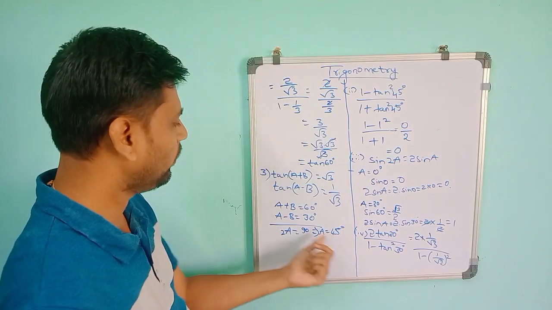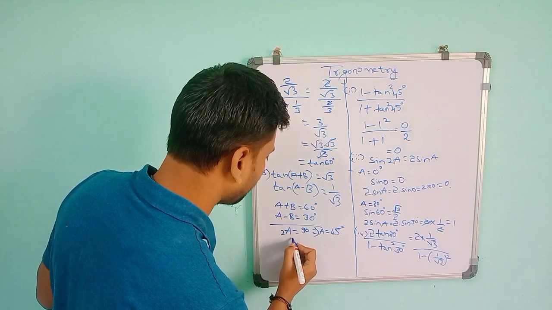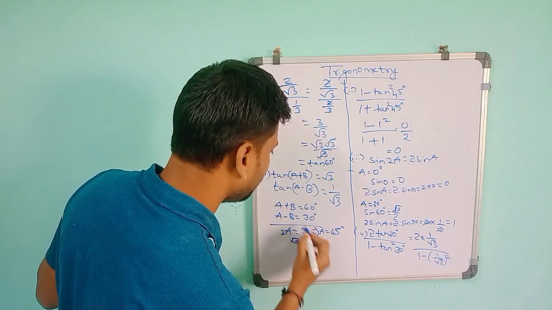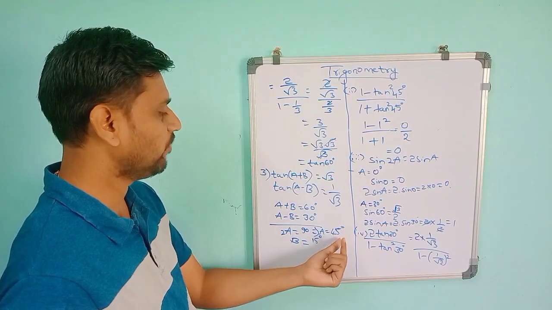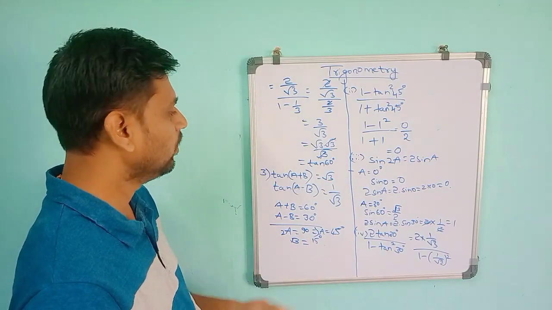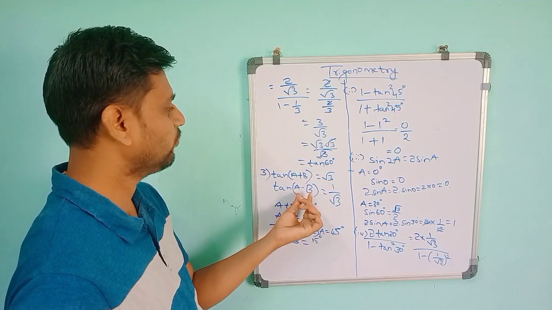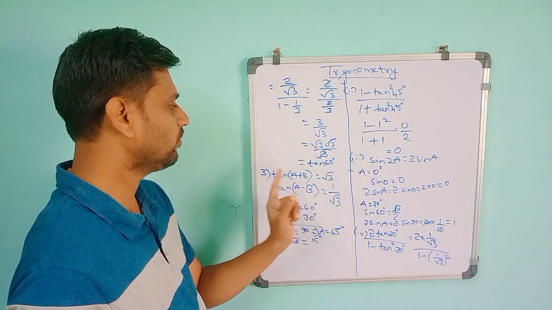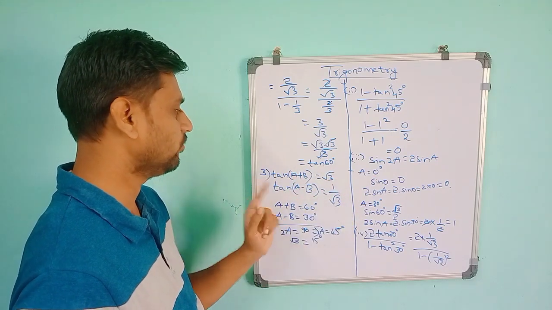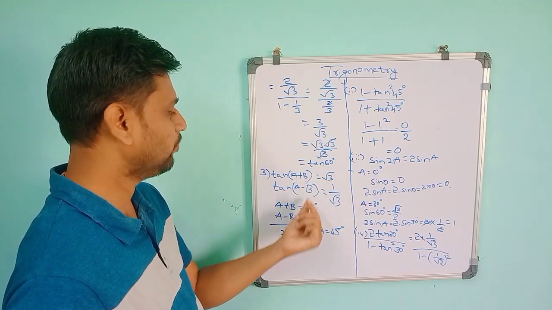Like that, if you put this value of A in the first or second equation, you will get the B value. 60 minus 45, so it will be 15 degrees. So the value of A and B is 45 degrees and 15 degrees. You only have to substitute A plus B and A minus B with whatever comes in the trigonometric ratio of that value. So root 3 is tan 60, 1 by root 3 is tan 30. So A plus B is 60, A minus B is equal to 30.